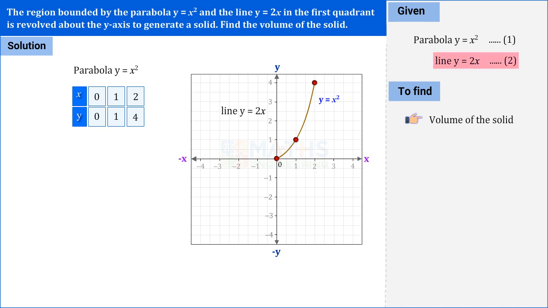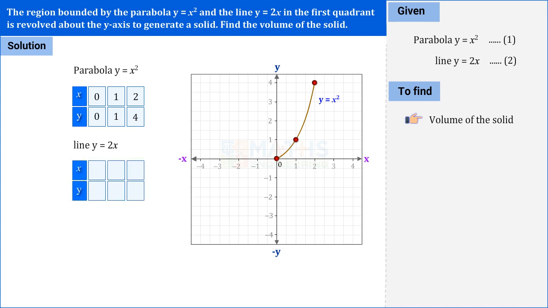Shall we plot the given line? Y is equal to 2x. We substitute some x values, find the corresponding y values. Substitute x is equal to 0. We get y is equal to 0. Substitute x is equal to 1. We get y is equal to 2. Substitute x is equal to 2. We get y is equal to 4. Shall we plot these points? 0, 0, 1, 2, 2, 4. Connect these points. This is the line y is equal to 2x.